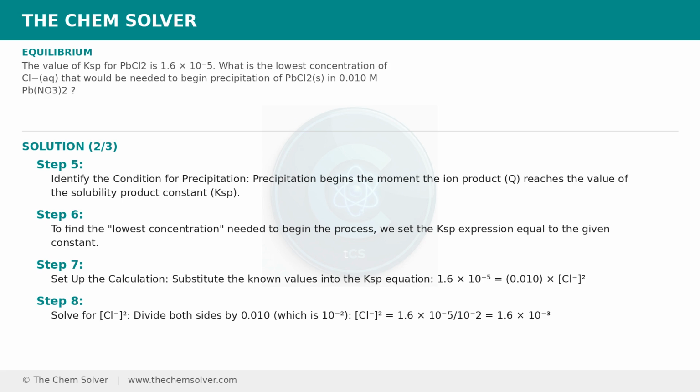Divide both sides by 0.010, which is 10 to the power minus 2. [Cl⁻]² is equal to 1.6 times 10 to the power negative 5 over 10 to the power negative 2, which is equal to 1.6 times 10 to the power minus 3.